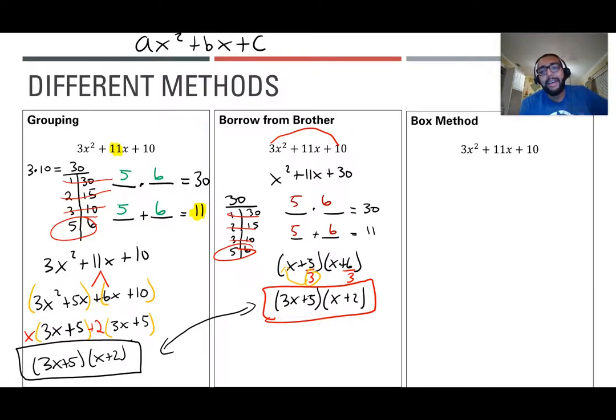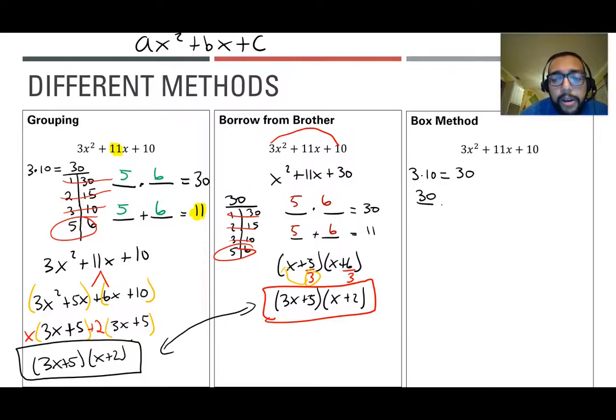Box method, yes. Very similar to grouping, essentially. It's very, very similar to grouping. It's just more of a systematic approach. Okay, so you'll notice this first part for box method is still multiply your A times your C, so that'll be 30. If you notice, with these three methods, that was the first step. Multiply your A times your C.